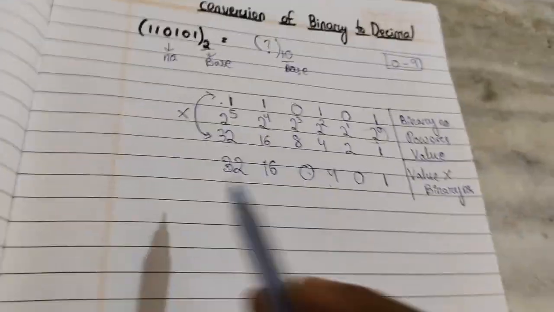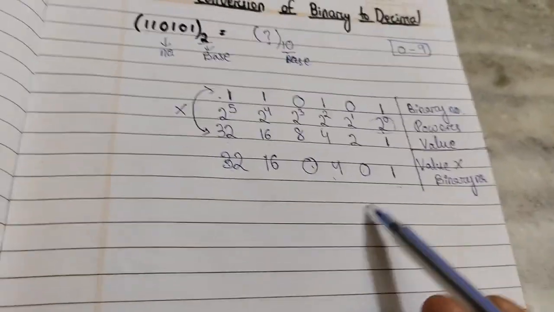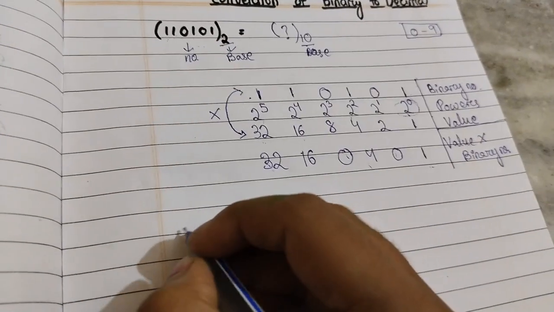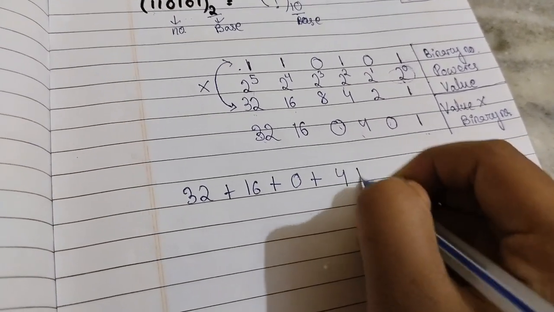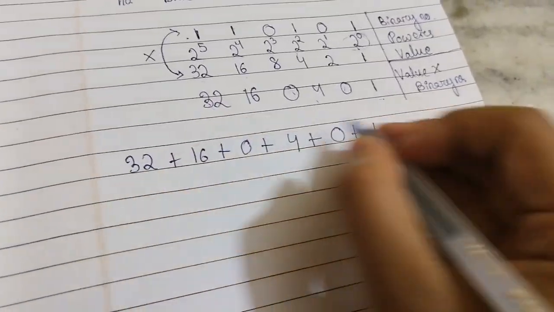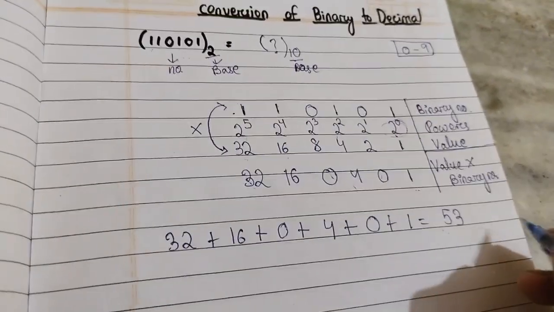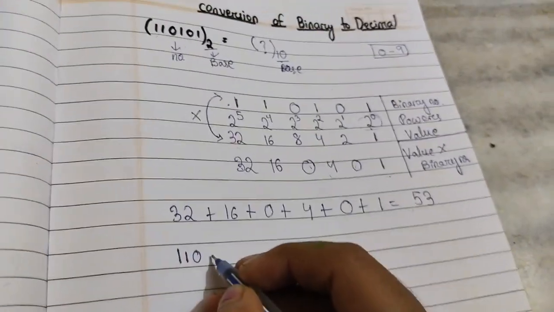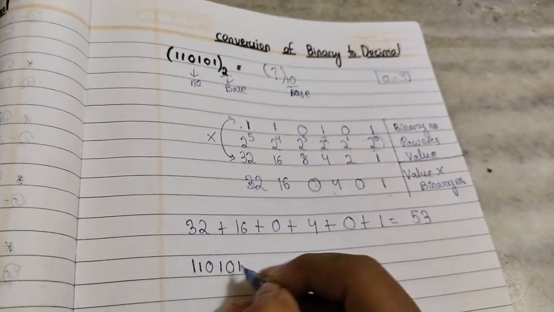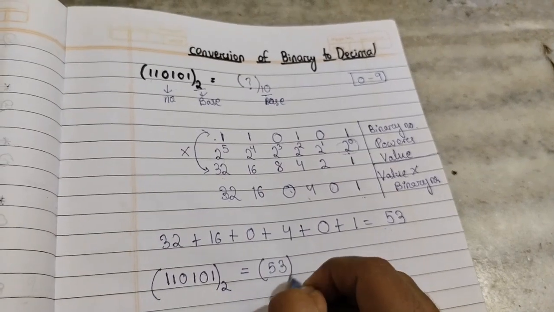Now the fourth step is to add all the values together to get the number in the decimal system. So you can write like this: 32 plus 16 plus 0 plus 4 plus 0 plus 1. After adding all these, we got the answer as 53. So you can write again 110101 with base 2, which is the binary number, and now you can write the answer as 53 with base 10.